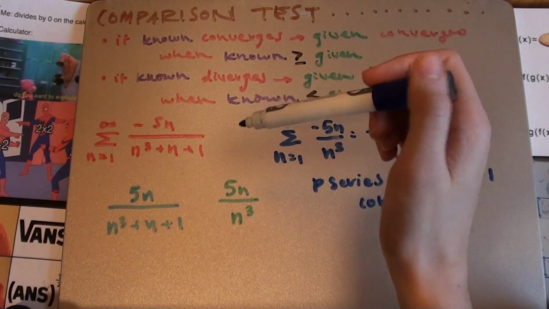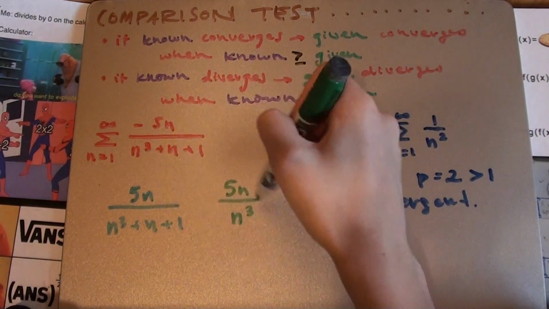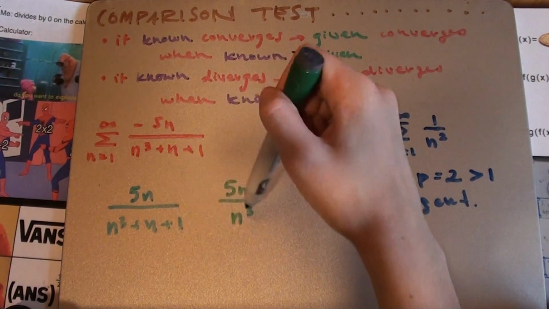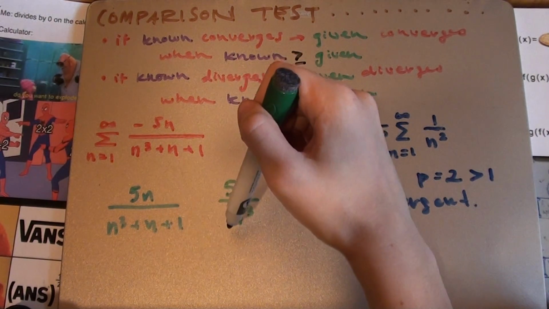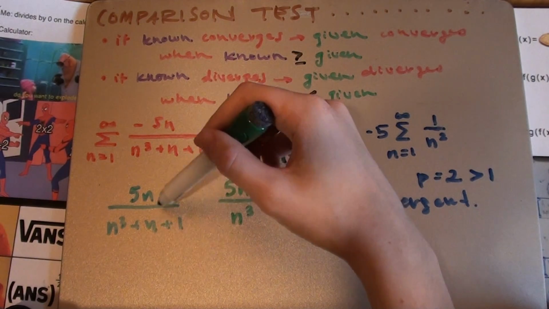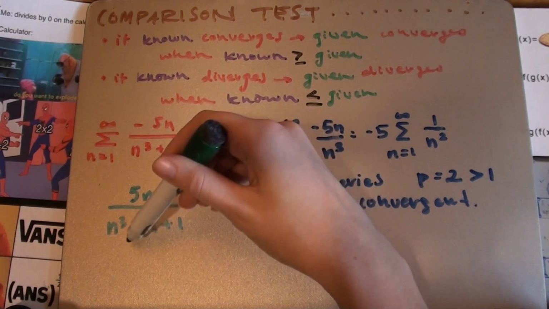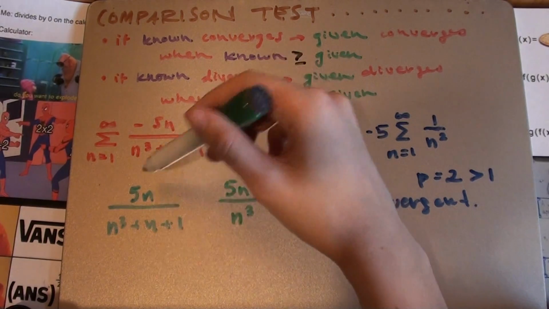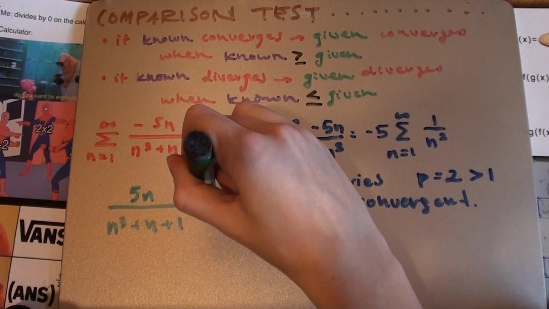Now we have to make our comparison. You have to determine which one of these is greater than the other. Our numerators are the same, so that's cool. What's different is our denominators. Here we have n cubed plus n plus 1, and here we just have n cubed. Since we're adding on these additional n's and 1, this denominator is going to be greater than that denominator. If this denominator is greater, what that means for this series overall is that it's going to be less than this one.